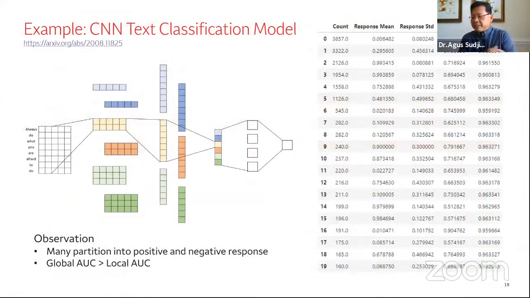I have another example of how we do a convolutional neural network, CNN, text classification model. The paper is published on arXiv as well. The paper is using SHAP, not using this. It was just a demo, because the purpose was a demonstration of how to come up with an interpretable model. In text classification, I'm going to talk about this a little bit, not much because we run out of time.